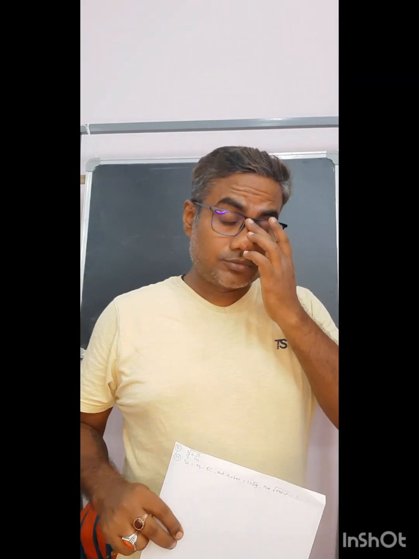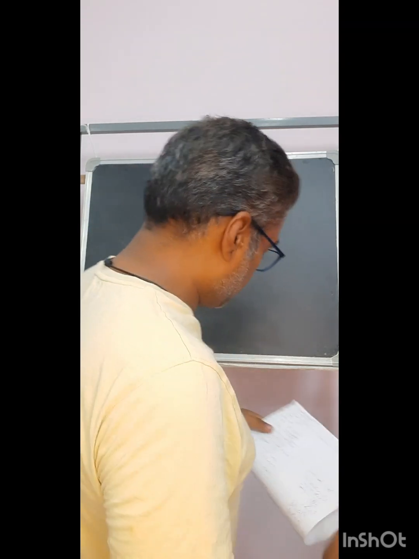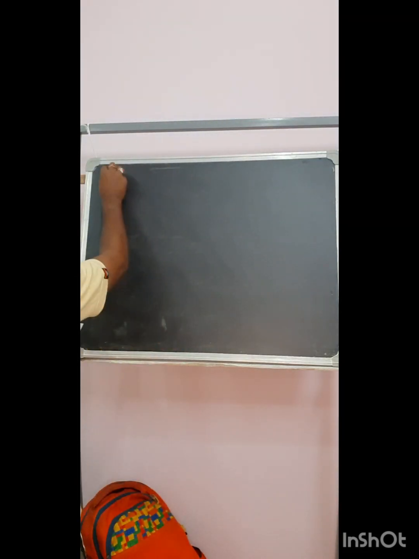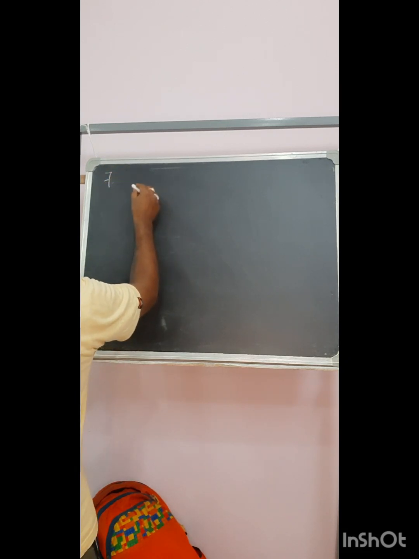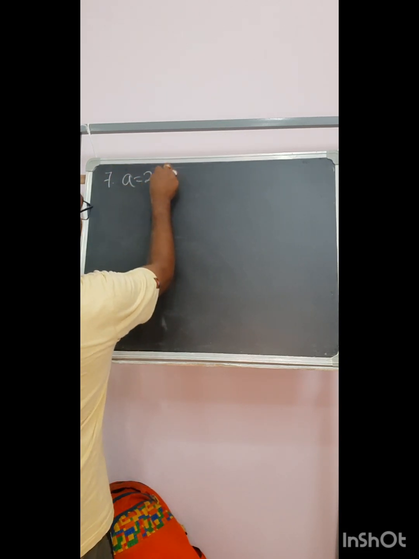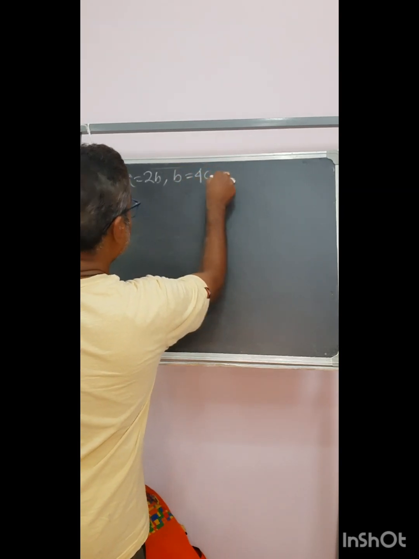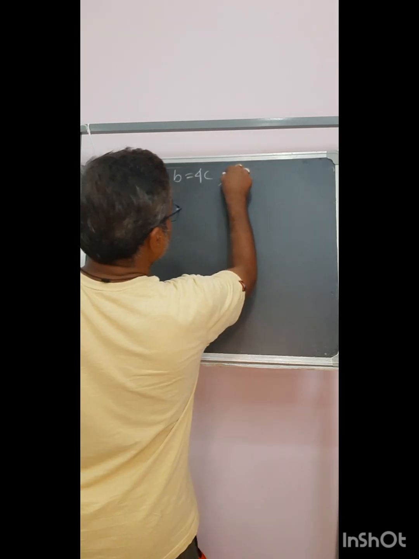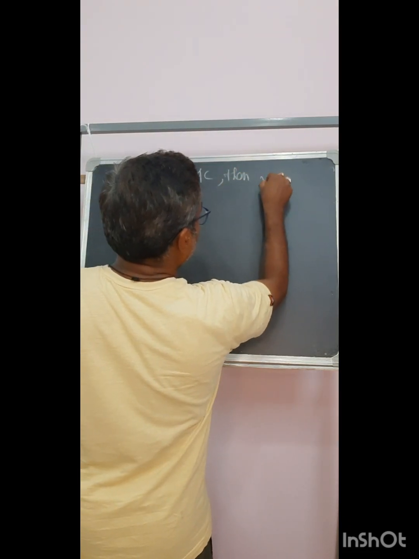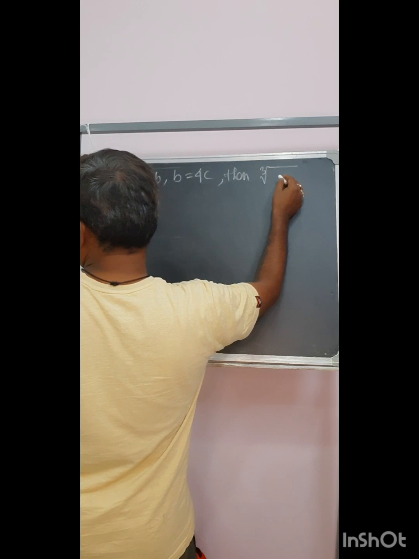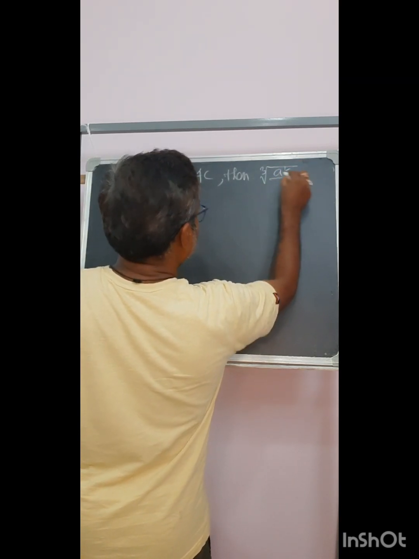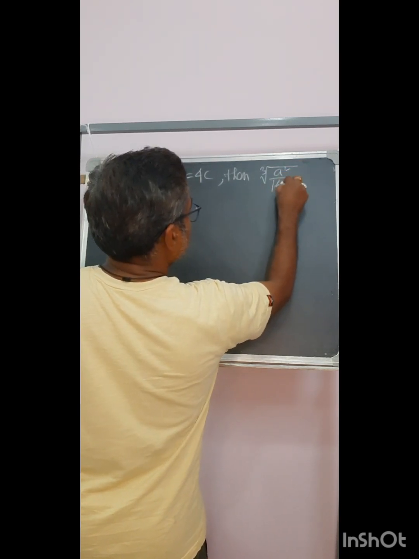This is the third problem solving session for third. I have shown you up to the sixth problem. Now come to the next problem, which says: if A is equal to 2B and B is equal to 4C, then find the value of the cube root of A square divided by 16BC.